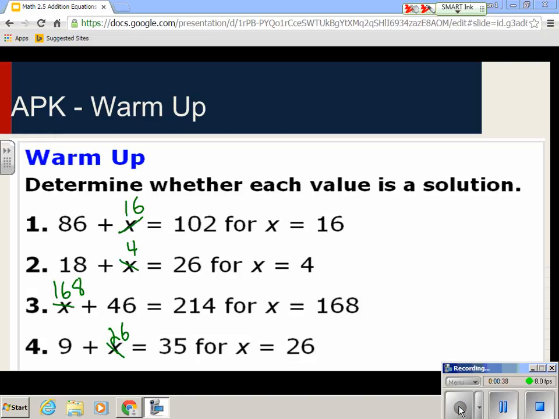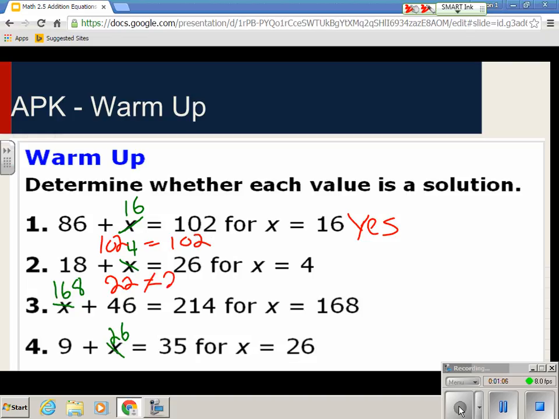Alright, so what I did is I replaced x with the number that it was given, the value, and now we just have to see if it all equals out. When you add 86 and 16, you get 102. So this one is a yes. It does work. 102 equals 102. For the next one, when you add 18 and 4, you get 22. 22 does not equal 26, so for number 2, the answer is no.